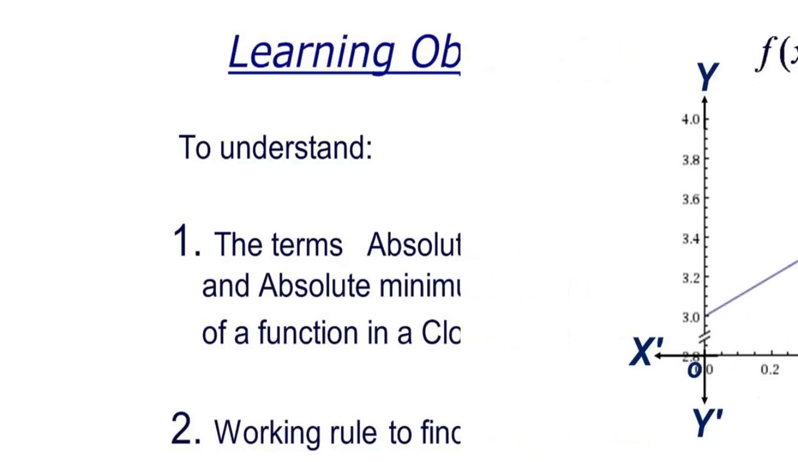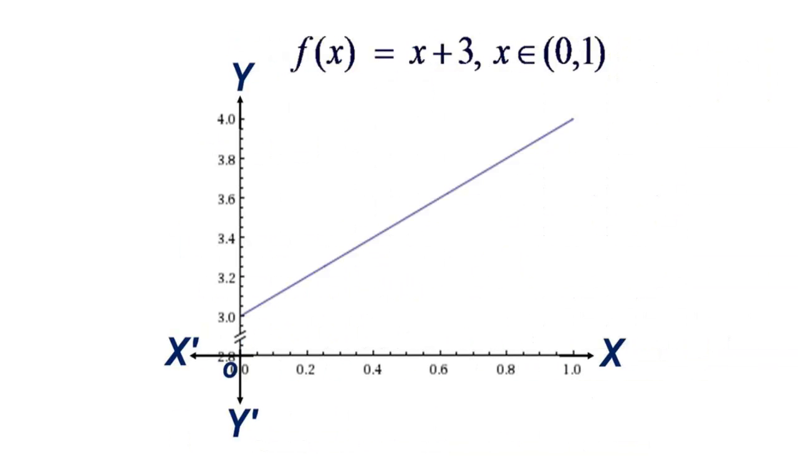Consider the function f of x equal to x plus 3, where x belongs to the open interval (0, 1). Clearly, the function is continuous in this interval. But how about the maximum and minimum values? Here, x belongs to the open interval (0, 1). Therefore, f(x) neither has a maximum nor a minimum value.